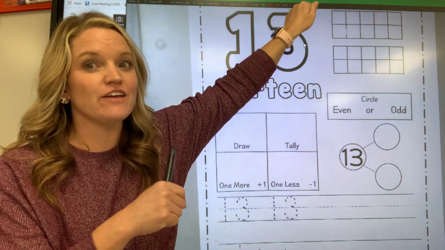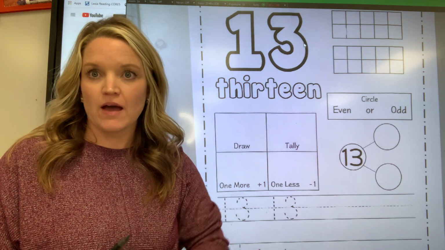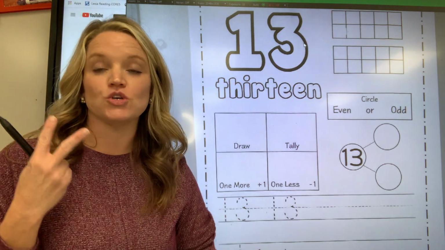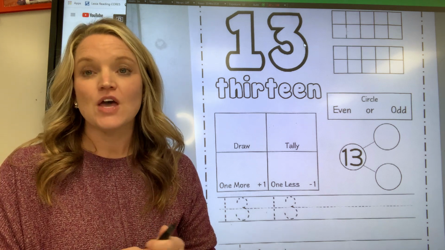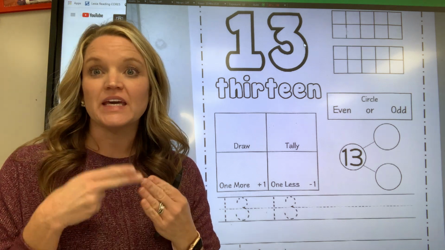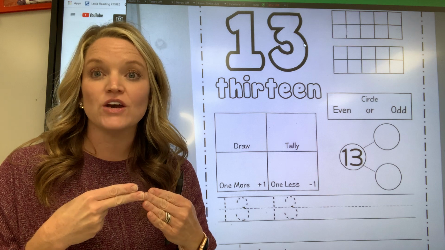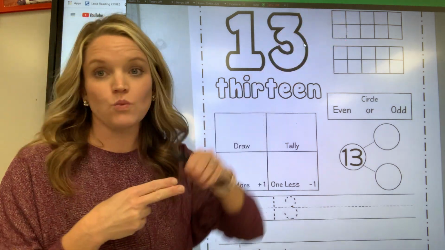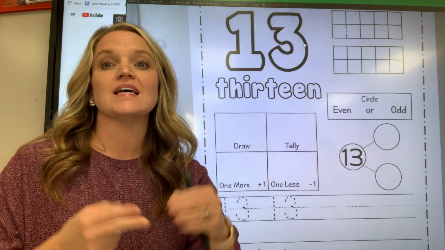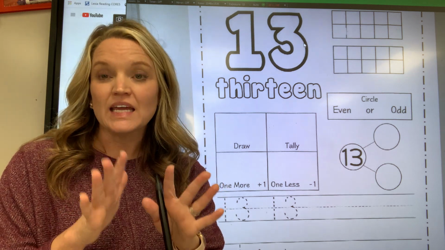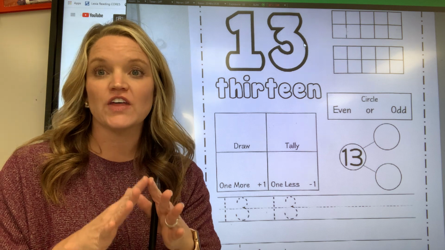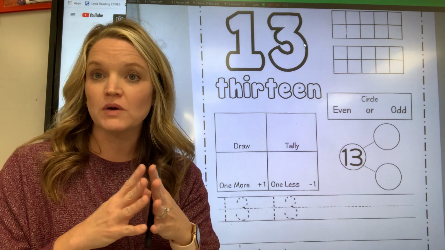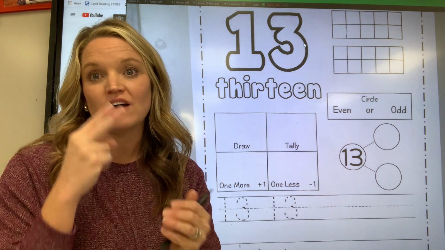So, what do we have up here? That's right, we have 10 frames and we have two of them. Can you remember why we have two 10 frames? I showed you yesterday in our video. We have two 10 frames because 13 is bigger than 10. Just one 10 frame only holds 10. We need more than that to show the number 13. So if we're gonna draw 13 circles and show it in 10 frames, we have to have two.